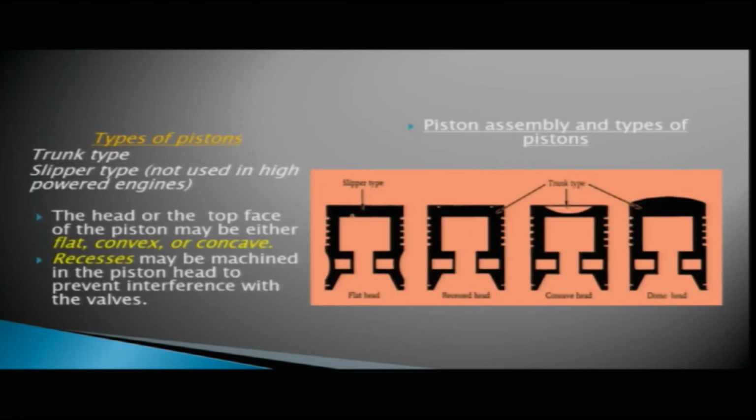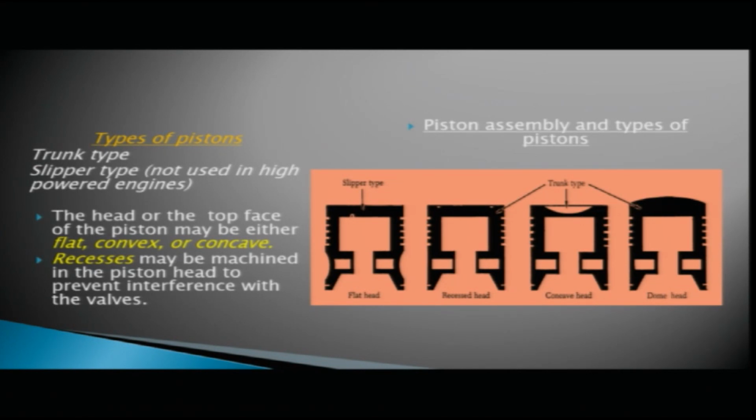There are different types of pistons. Here in the diagram you can see the trunk type pistons and another one is the slipper type. The slipper type is not used in high powered engines, and for the trunk types, you can see their head, you have different types of heads. This is your flat head, this is your concave head and this is your convex head.